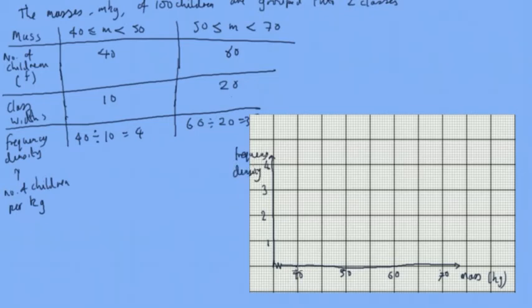So between 40 and 50, we have a frequency density of 4. And between 50 and 70, we have a frequency density of 3.